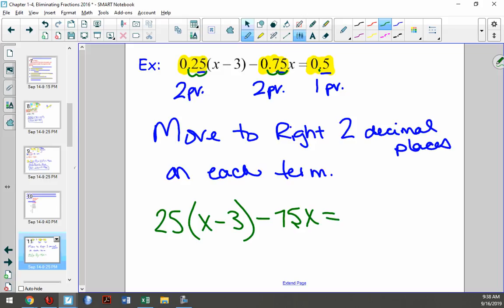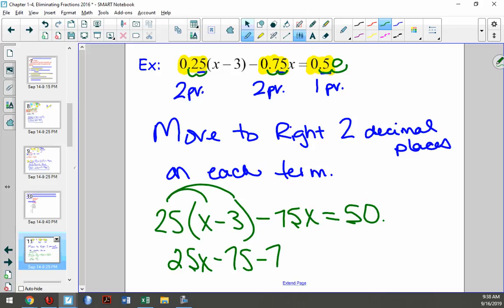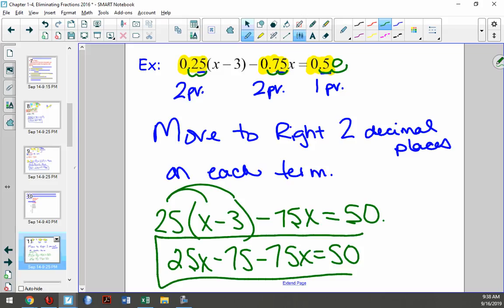You are going to move this over 2 units. However, if I go over 2 units, I'm out of space, so I have to tack on a 0 there to make that a 50. Do we see that I moved those all over 2 decimal places? And I made life so much easier for myself, so I have 25x minus 75 minus 75x is equal to 50. No fractions, no decimals, and no parentheses. Okay?